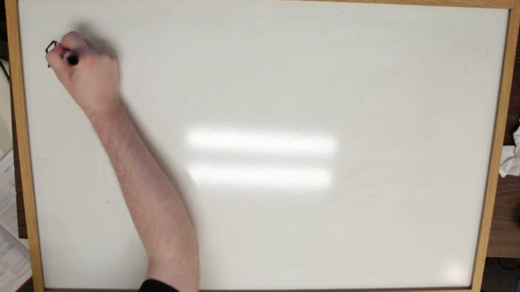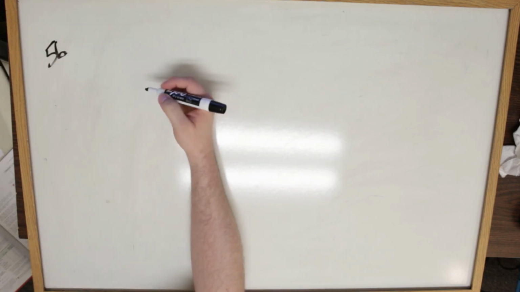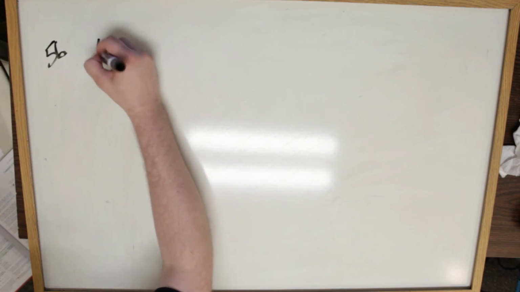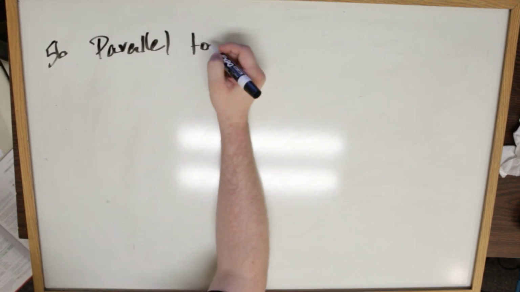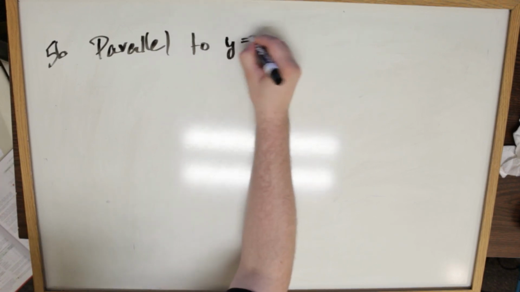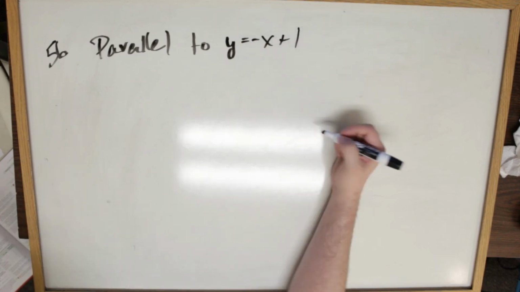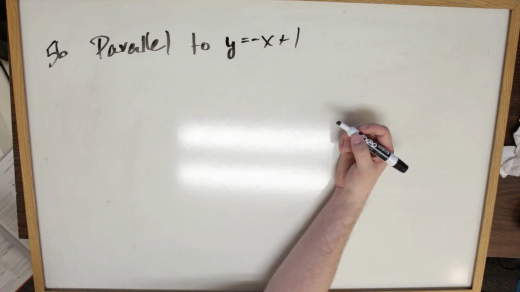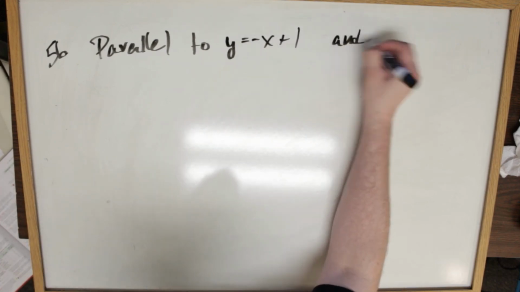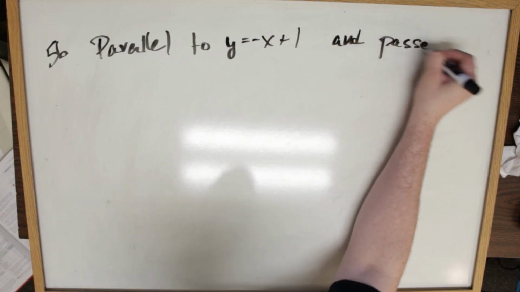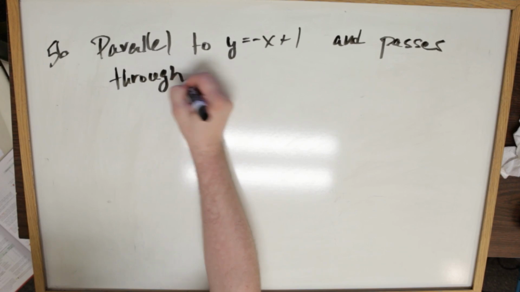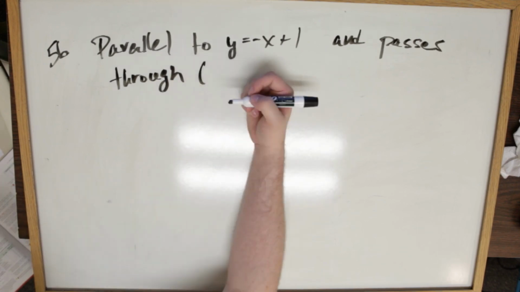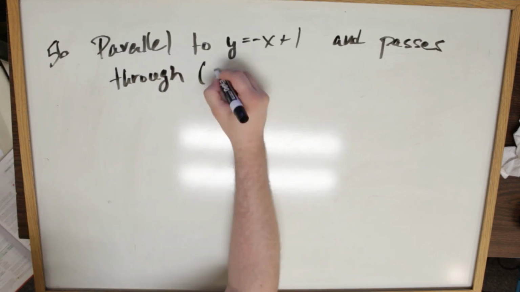So 56 says the graph is parallel to the graph of y is equal to minus x plus 1 and passes through the point minus 2, 4.